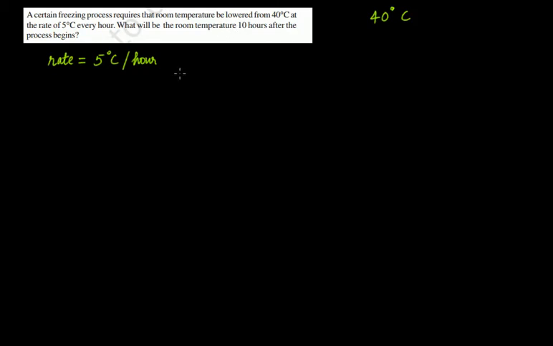So it's simple. Let me explain it like this. Suppose this is your initial stage when your temperature was 40 degrees Celsius. After one hour, your temperature will be lowered by 5 degrees Celsius, right? After another one hour, suppose the next stage was here, it will again be lowered by 5 degrees Celsius. After another 1 hour, it will again be lowered by 5 degrees Celsius.